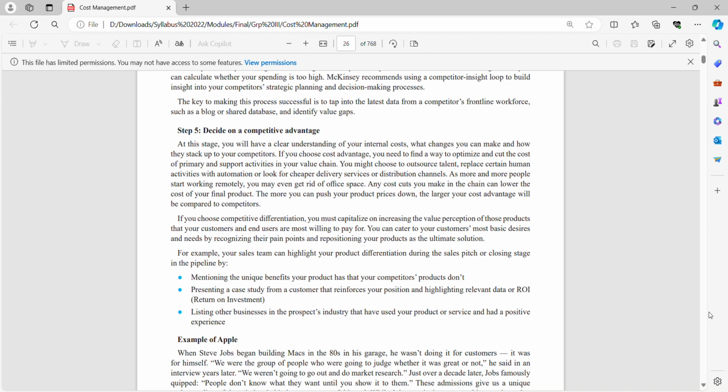So decide on competitive advantage. If you choose competitive differentiation, you must capitalize on increasing the value perception of those products that your customers and end users are most willing to pay for. So we have decide on competitive advantage. You need to work on internal cost, you need to work on your competitors, your customers, you need to take a cost advantage, you need to optimize your usage of your resources. So all these things will help you in adding value for your customers.